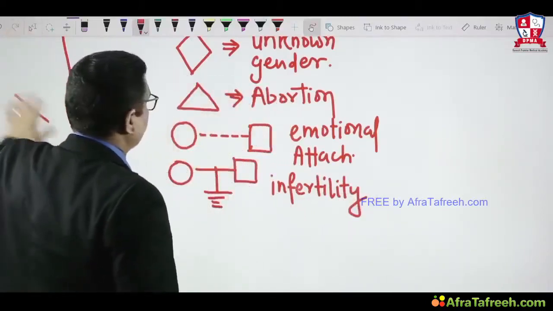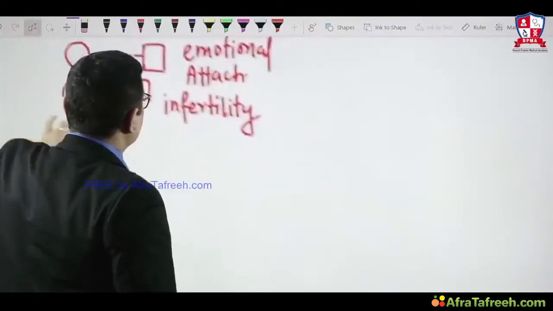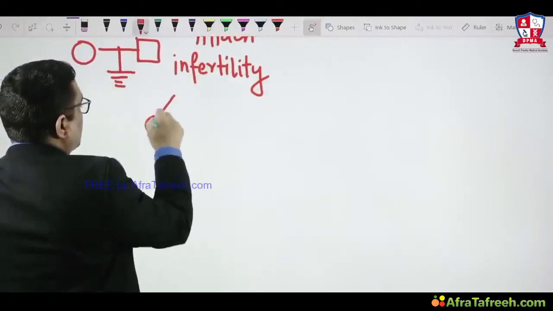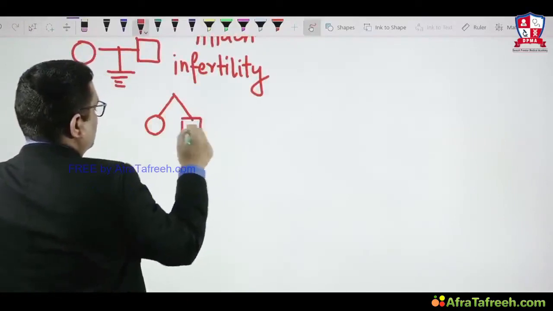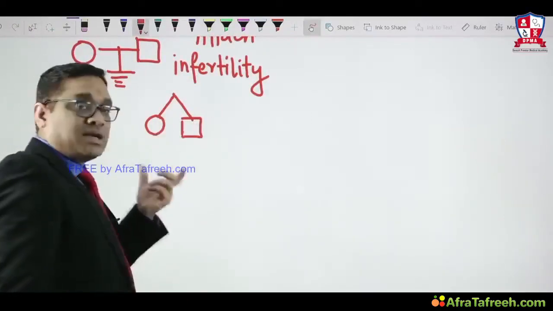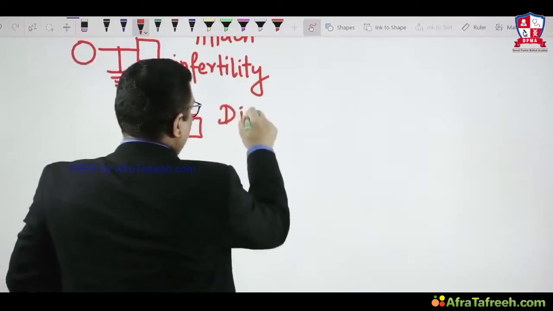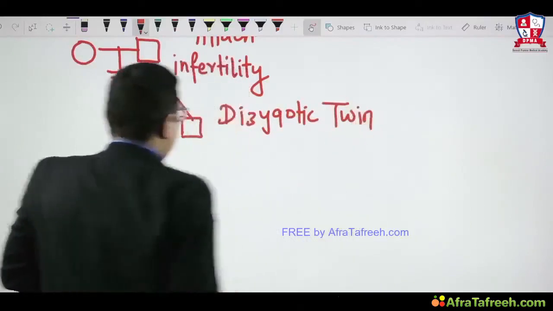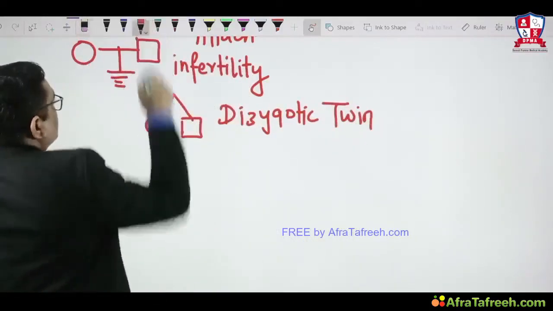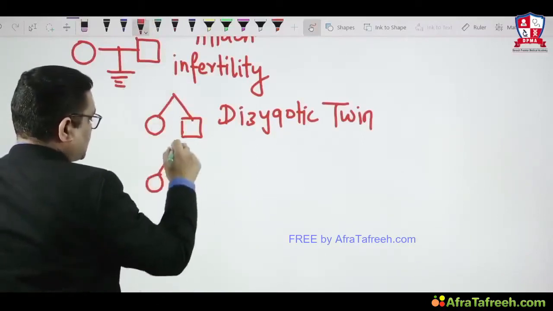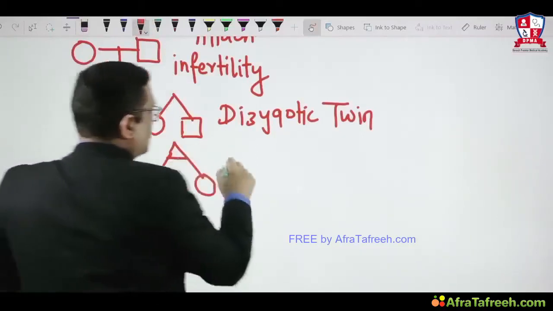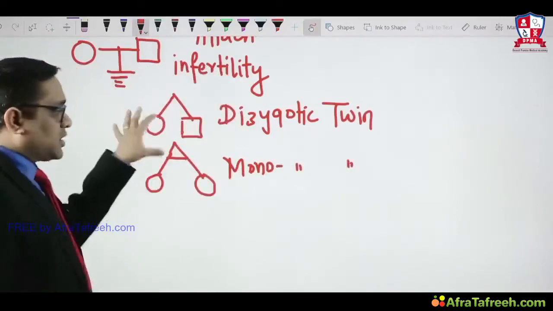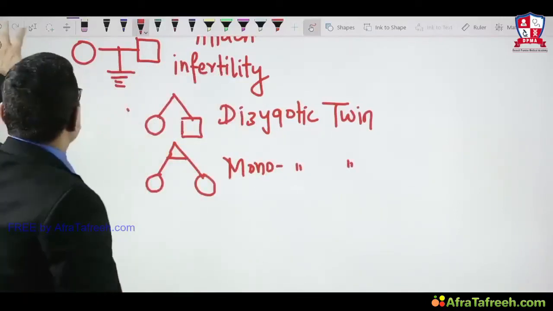When you see a symbol shown like this, with two different genders, these are dizygotic twins. And when the symbol is like this, where both are the same gender, this is called monozygotic twins, right? So dizygotic twins and monozygotic twins are also an important question in the exam, right?